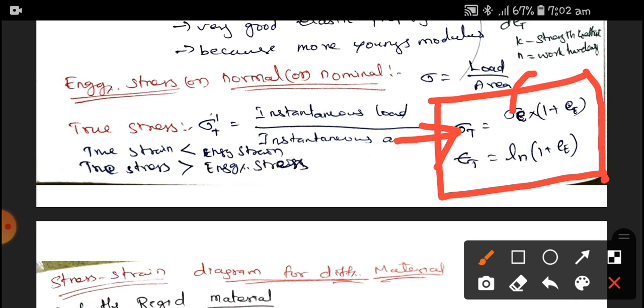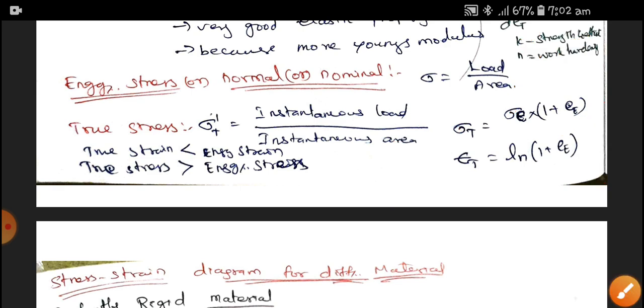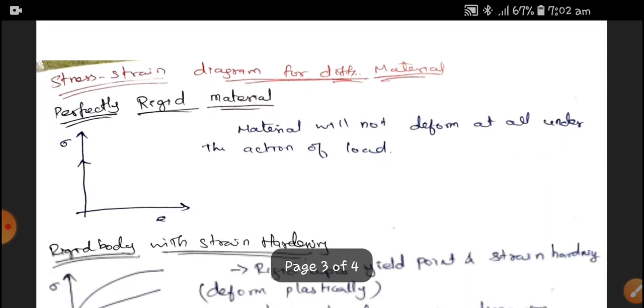Sigma e means engineering stress, so true stress equals engineering stress into 1 plus engineering strain, where true strain is the ln of 1 plus engineering strain. With this formula we can find the true stress and true strain values of the material. Now we are going to discuss some of the stress strain diagrams of different materials.